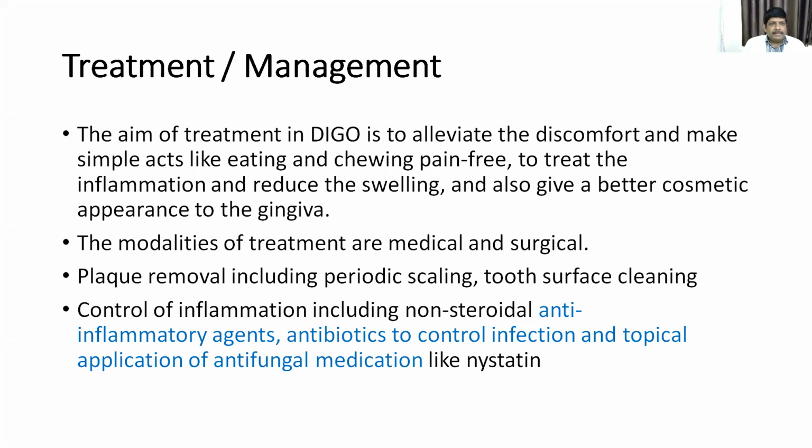Now, how do you treat? Treatment and management. The aim of the treatment of DIGO, that is drug-induced gingival overgrowth, is to alleviate the discomfort. The person will have a lot of discomfort while chewing, while talking, while brushing teeth and all. So the main aim is to decrease the discomfort. This can be more of a cosmetic treatment, or in many cases, a wide range of treatment is necessary. The modality of treatment can be medical and surgical.